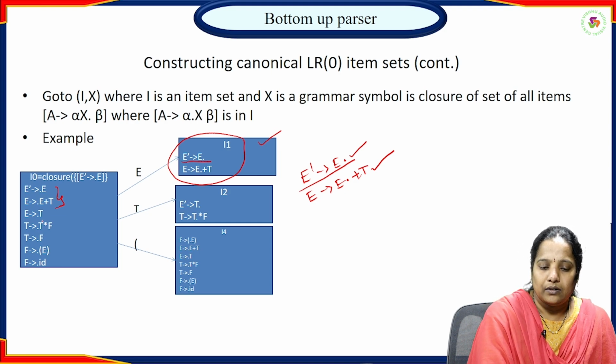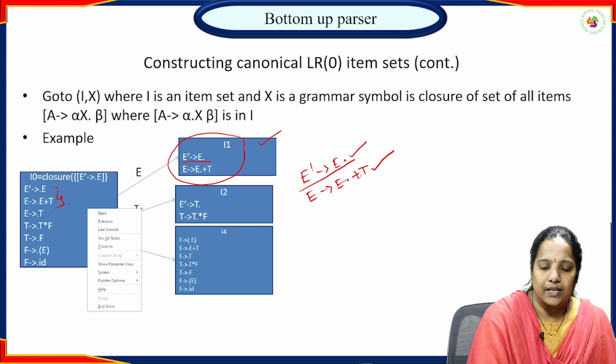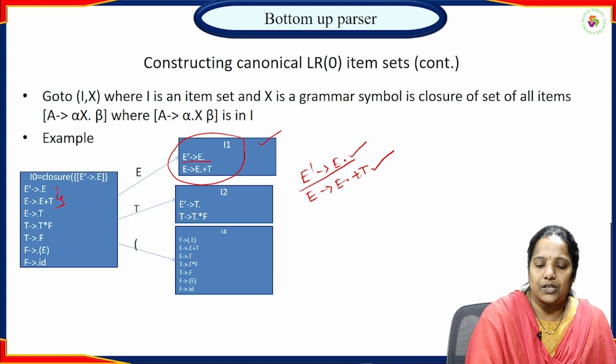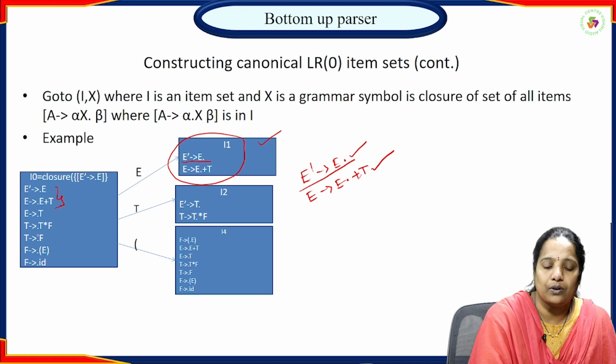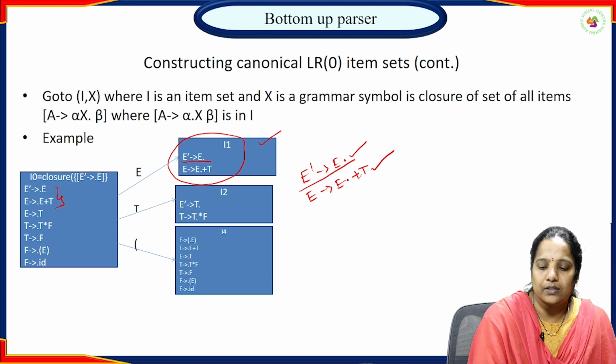Next, dot is followed by T. Means we need to move the dot over T. Then we write the transition as T. When writing the transition as T, we just move the dot over T. Then you get the production E tends to T dot. For the next production also dot followed by T is there. For this also we need to repeat the same procedure. We move the dot over T. Then you get the production T tends to T dot star F.